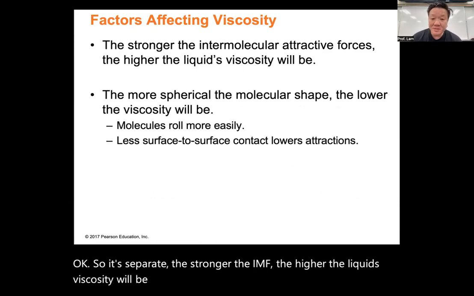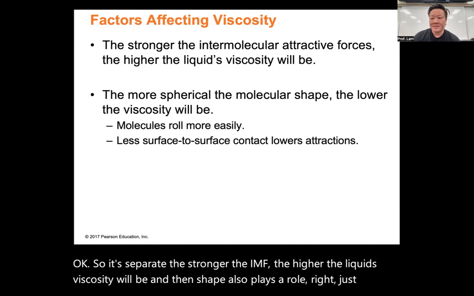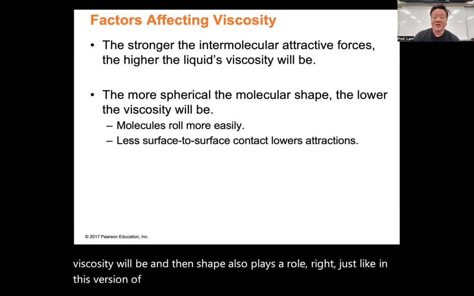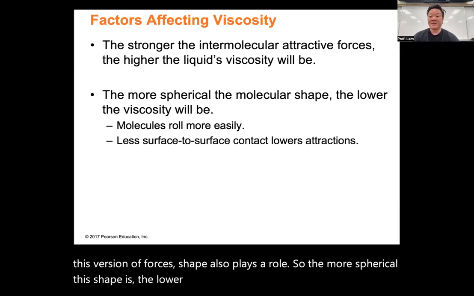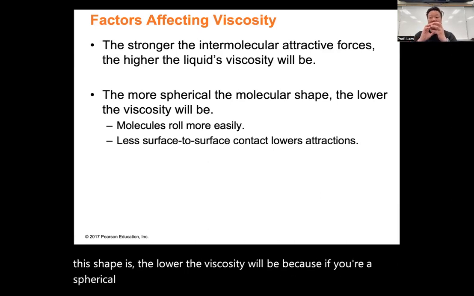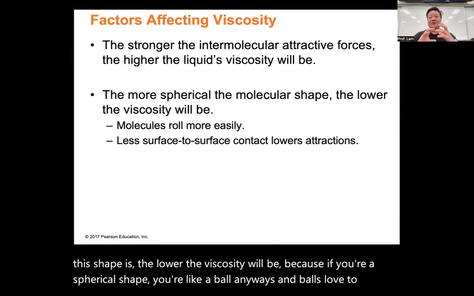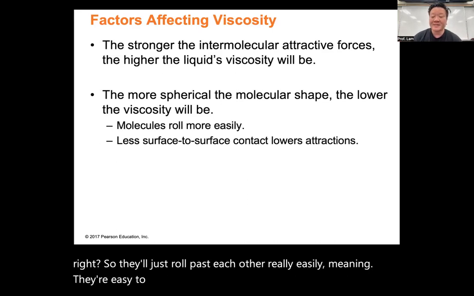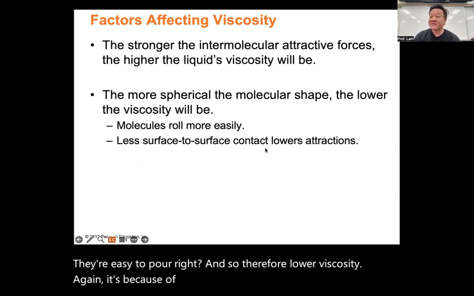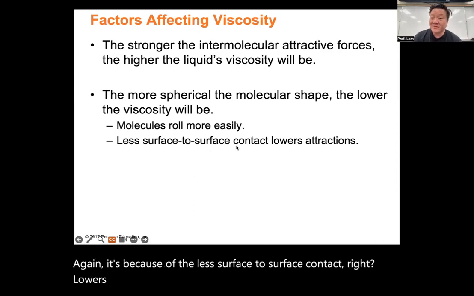And then shape also plays a role, right? Just like in dispersion forces, shape also plays a role. So the more spherical the shape is, the lower the viscosity will be. Because if you're a spherical shape, you're like a ball anyways, and balls love to roll, right? So they'll just roll past each other really easily, meaning they're easy to pour, right? And so therefore lower viscosity. Again, it's because of the less surface-to-surface contact, right? Lowers the strength of the IMF, right? Lowers the dispersion force. Remember that?